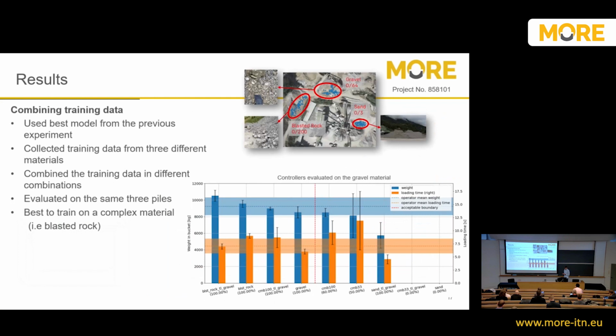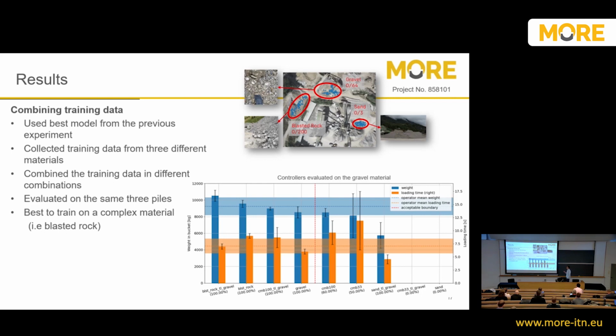And then for the second experiment, we tried to answer the third research question: how can we combine the training data? Here we collected data from 3 different materials: sand, some kind of gravel, and some kind of blasted rock, but with smaller rocks. Then we used the best model from the previous experiment. Like I said, we collected about 100 bucket fillings from each material, and then we combined them in different ways.